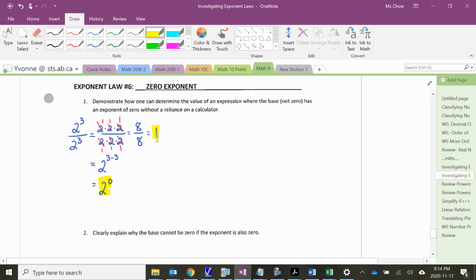And we can do the exact same thing with any base, the exception being 0. And the reason why is that the only way to develop this particular pattern and this rule of 2 to the 0 or anything to the 0 equals 1 is because we have to divide by something with the same base, and it is impossible to divide by 0.